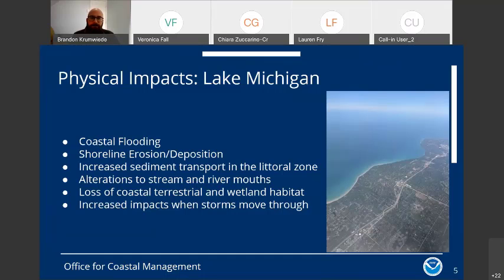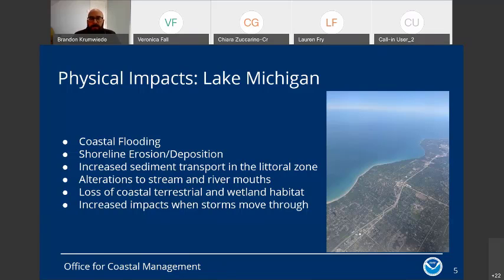Next slide. So one of the easiest things that we can go out and look and see, and Lauren provided some great photos of the damage that we actually see, in regards to the high water level. So coastal flooding, shoreline erosion, and that sediment, as it erodes, it has to be transported, and it deposits elsewhere. And so there's the costs associated with understanding that. The increased sedimentation and transport, I'll show that here in a little bit, in the littoral zone and how that alters streams and river mouths, but also it alters our coastal, terrestrial, and wetland habitats as well.